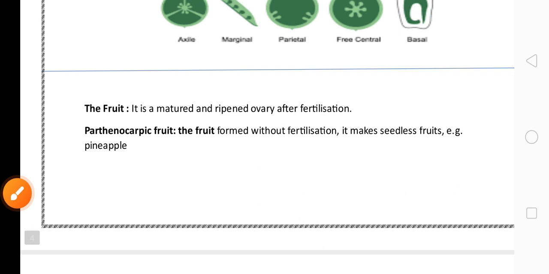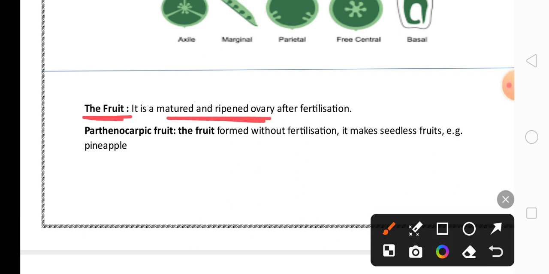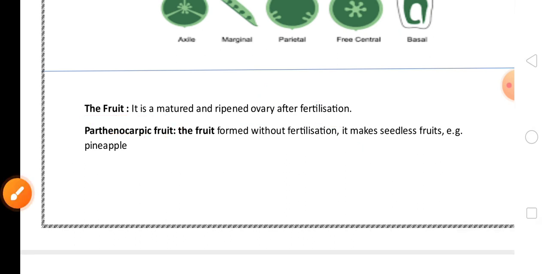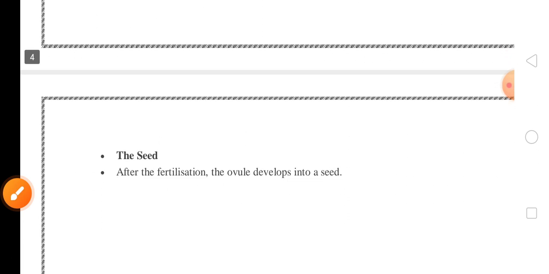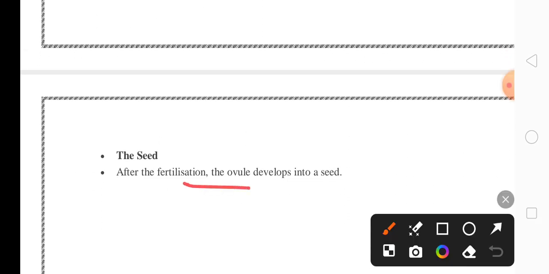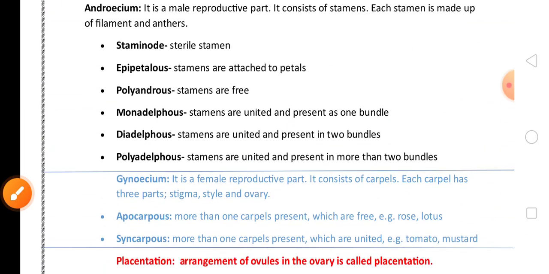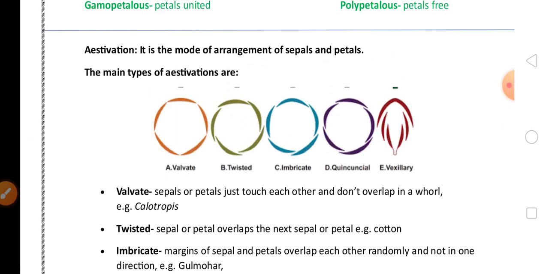Now students, fruit is a matured and ripened ovary. After fertilization, ovary converts into fruit. If the fruit is formed without fertilization, it is called parthenocarpic fruit. Very important for 1 mark. And children, after fertilization, ovule transforms into seed. So these are some of the very important questions and answers from the chapter Morphology of Flowering Plants.